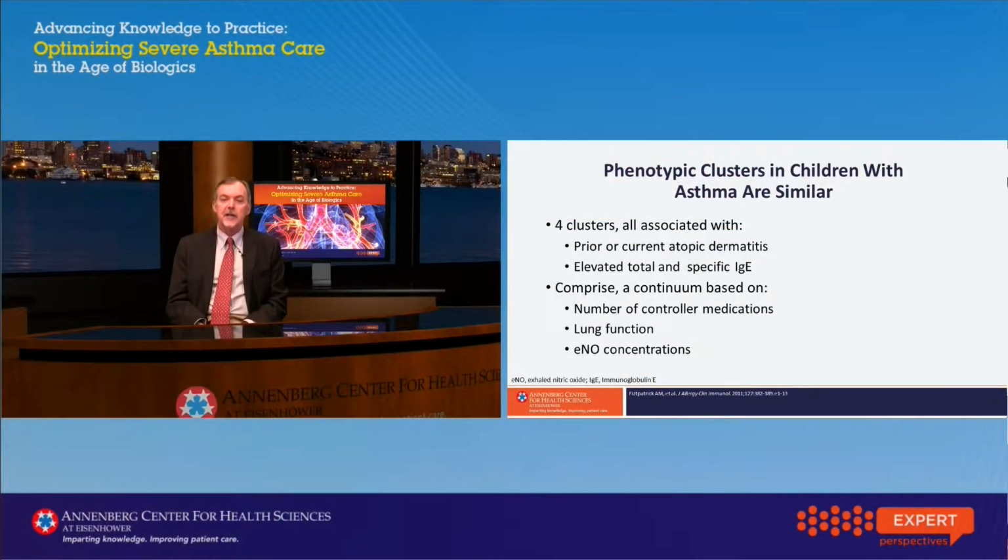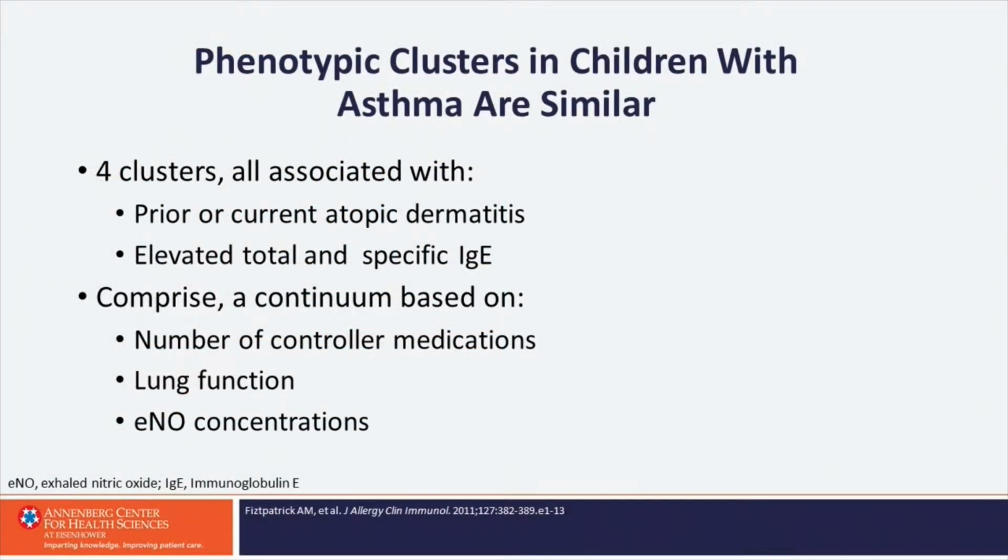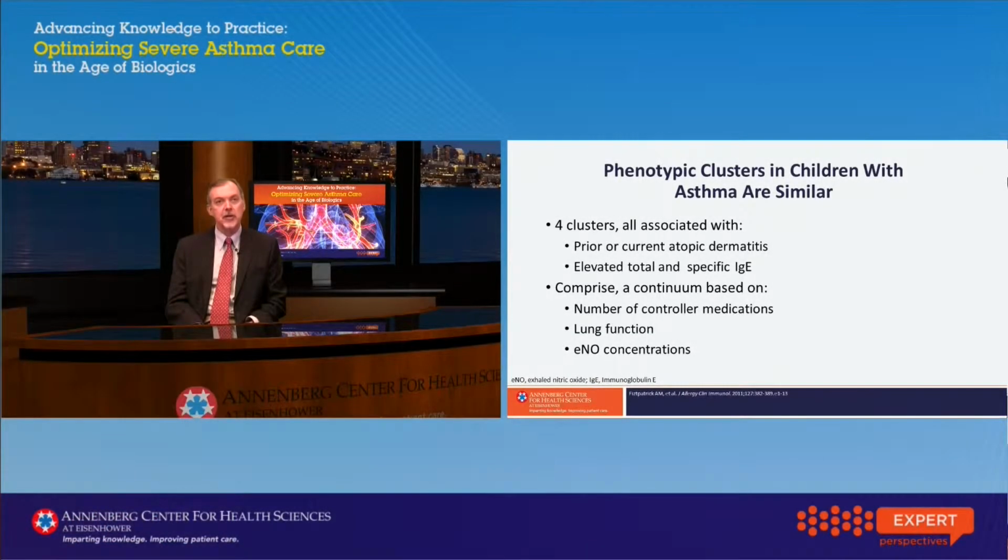When we turn to children, the clustering tends to be a little bit different. I had touched on this issue earlier when I said children tend to have a more homogeneous picture. And throughout the United States, as well as attempts in Europe, when they've tried to cluster children with regards to their asthma, they're all associated with current or history of atopic dermatitis and an elevation of their total or specific allergen-related IgE. And this is a continuum, where the continuum really is based on the number of controller medications, their level of lung function, and their exhaled nitric oxide concentrations. But by and large, they don't really differentiate as much as the adults with asthma.